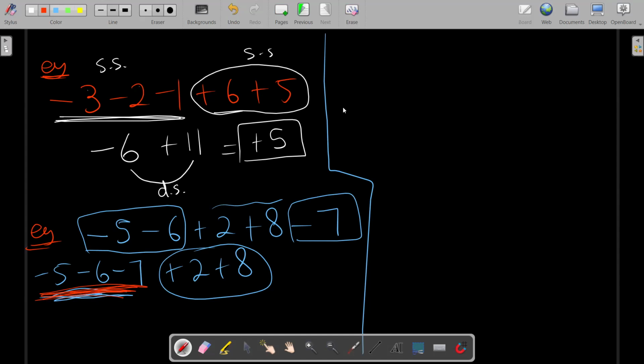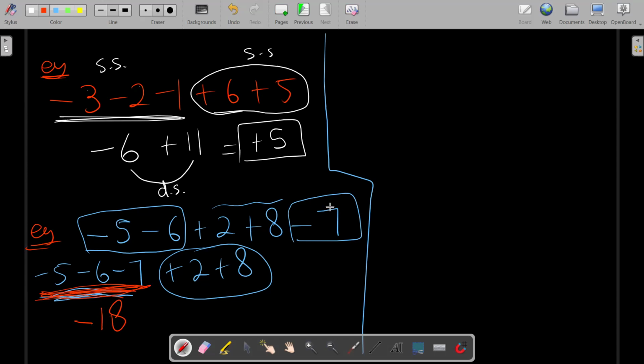Anybody? You apply the same signs for these first three terms here. So negative 5, negative 6, and negative 7. Yeah, negative 18. But the reason why I want to show you all this is that the terms won't always be nice and neat together. You have to rearrange it.